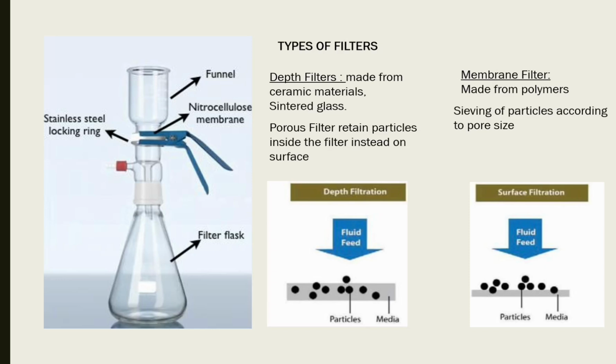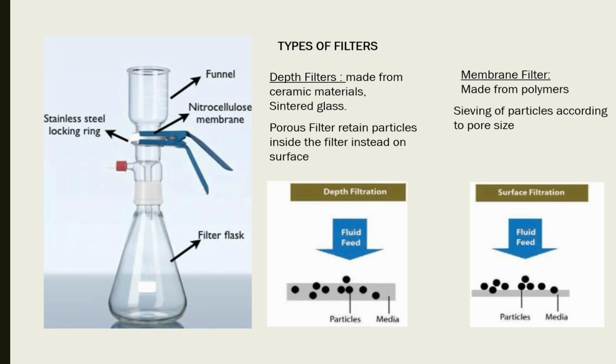Now there are different types of filters used during filtration, that is depth filter and membrane filter. Here you can see in the diagram, this is the filter apparatus generally used to filter the sample. Depth filtration means the filtration process where particles remain inside the filter instead of on the surface. That means particles remain inside the filter, and the filtrate we can take out, and they are made up of ceramic materials and sintered glass. You can see in the first diagram, depth filtration.